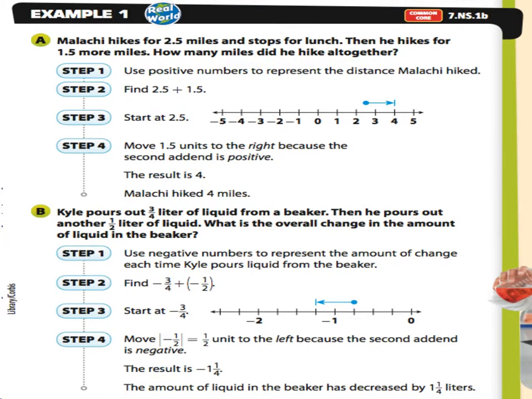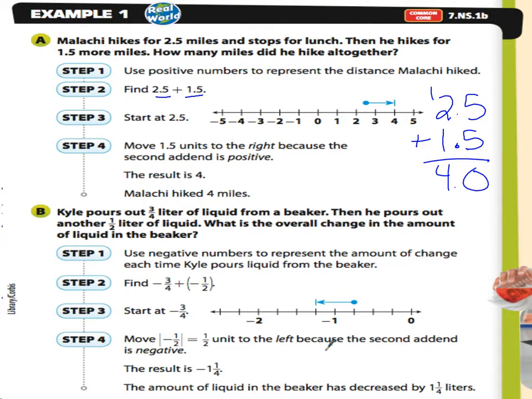Okay, so for example, Malachi hikes for 2.5 miles and stops for lunch. Then he hikes for 1.5 more miles. How many miles does he hike altogether? Right, so the signs are the same. So even though there's decimals in here now, the signs are the same, so the process is exactly the same. I take 2.5, I line it up. Remember, I line up my decimals when I add with decimals, and then I add. 5 and 5 is 10, carry the 1, 2 and 1 is 3, plus 1 is 4. Okay, so my answer is 4. The result is that he hiked 4 miles.